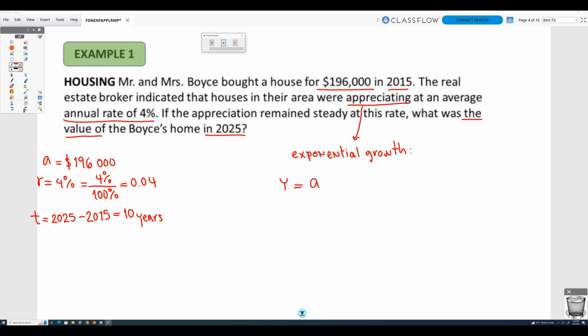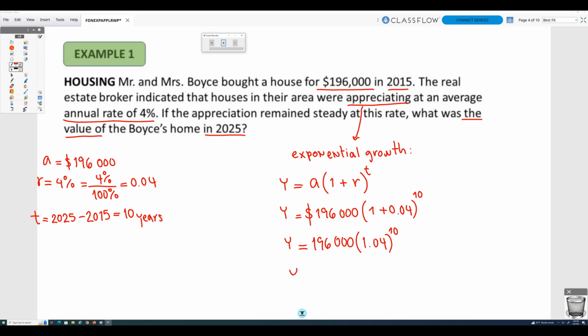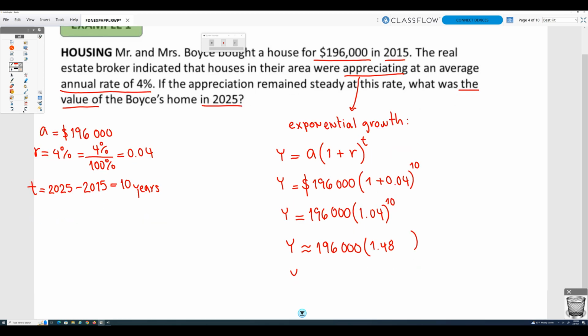The final output y equals the initial value, a, times the sum of 1 and the rate raised to the t time. Substituting. Simplifying. The house will be worth $290,080 in the year 2025.